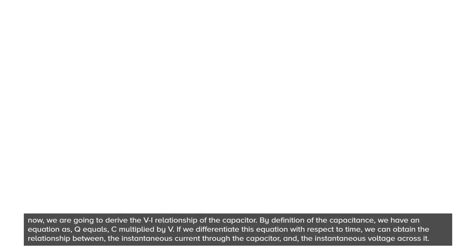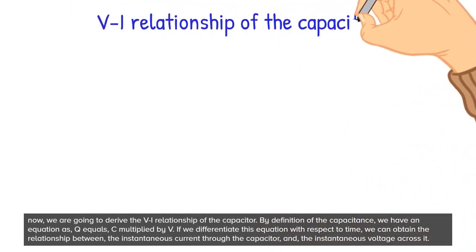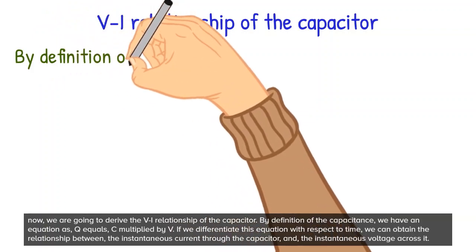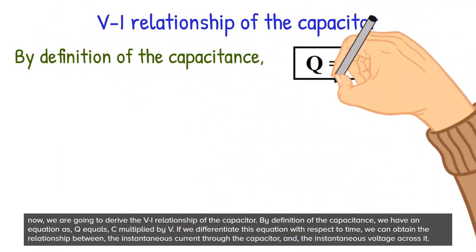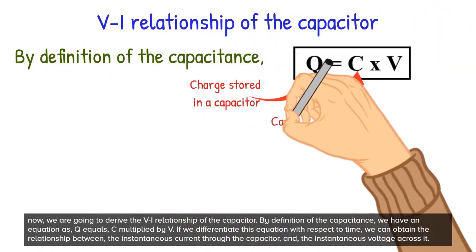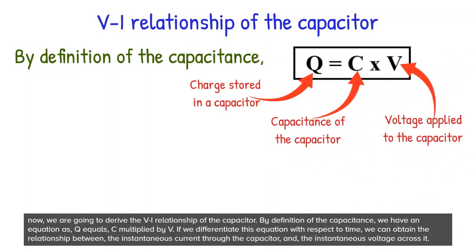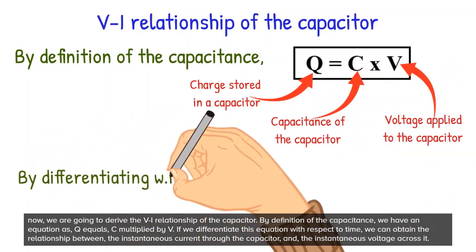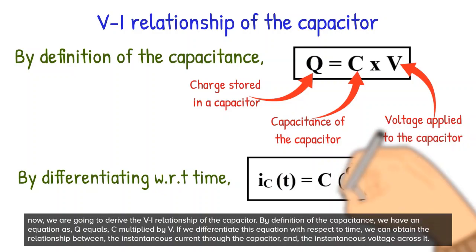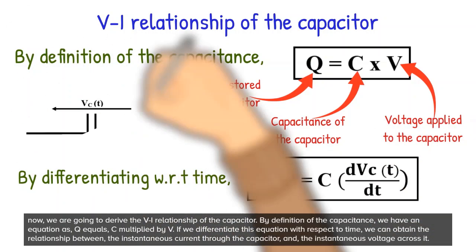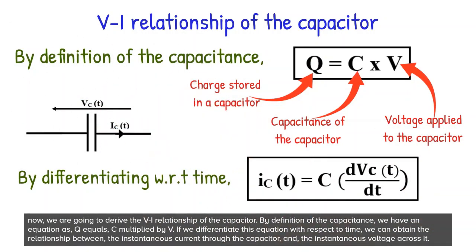Now, we are going to derive the VI relationship of the capacitor. By definition of the capacitance, we have an equation as Q equals C multiplied by V. If we differentiate this equation with respect to time, we can obtain the relationship between the instantaneous current through the capacitor and the instantaneous voltage across it.